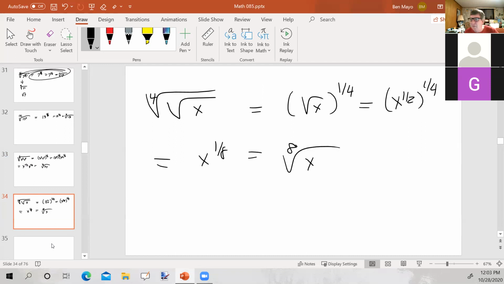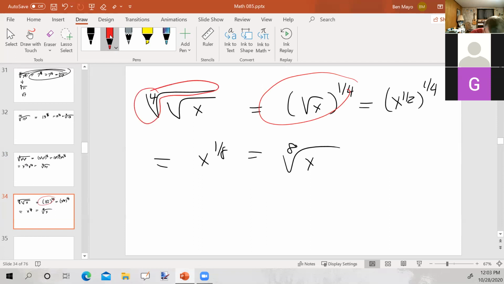Let's go back through that a little bit slower. Okay. So this first step, I took this outside radical. The index of a 4 became an exponent of a 1/4. Then on the inside, this index of a 2 became an exponent of a 1/2. But a power raised to a power, you multiply the exponents. 1/2 times 1/4, you multiply straight across and get 1/8. But converting it back, that becomes the 8th root of x.